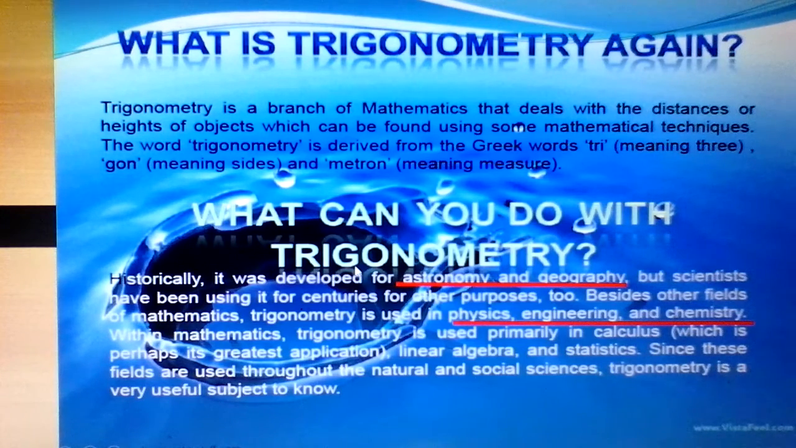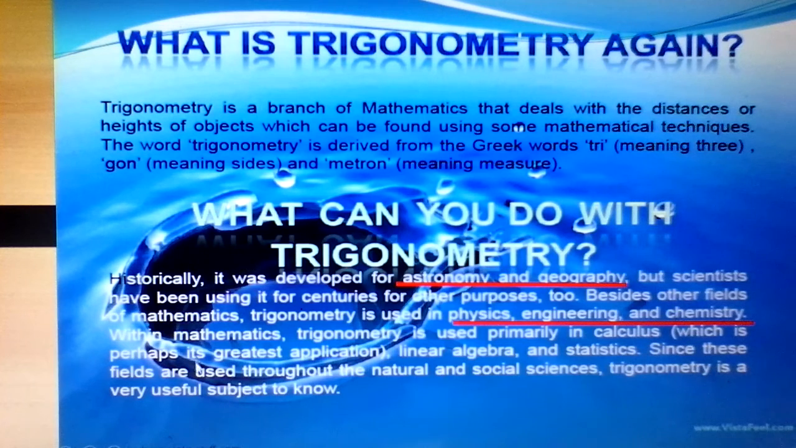Trigonometry is very important. As we may have discussed earlier, it was developed for astronomy and geography, but scientists have been using it for centuries for other purposes too. Besides other fields of mathematics, trigonometry is used in physics, engineering, and chemistry. Within mathematics, trigonometry is used primarily in calculus, which is perhaps its greatest application, linear algebra, and statistics. Since these fields are used throughout the natural and social sciences, trigonometry is a very useful subject to know.